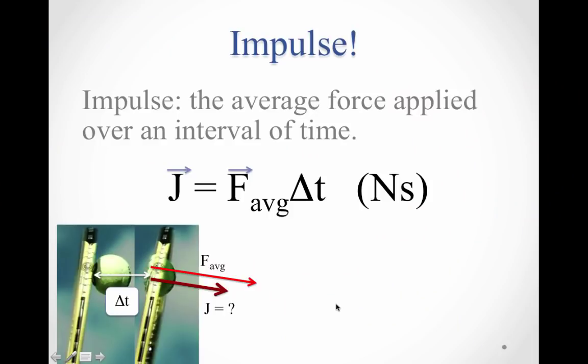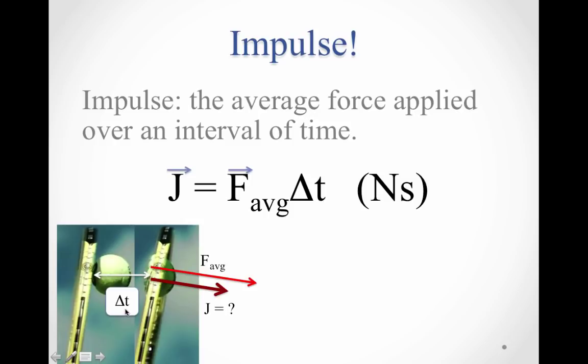Impulse is the average force applied over an interval of time. Impulse is given the symbol J, and I don't really know why it's given the symbol J, but it is. And impulse is a vector, and it's in the same direction as the force that makes it up. Force times time is newtons seconds for the unit, so impulse is measured in newton seconds.